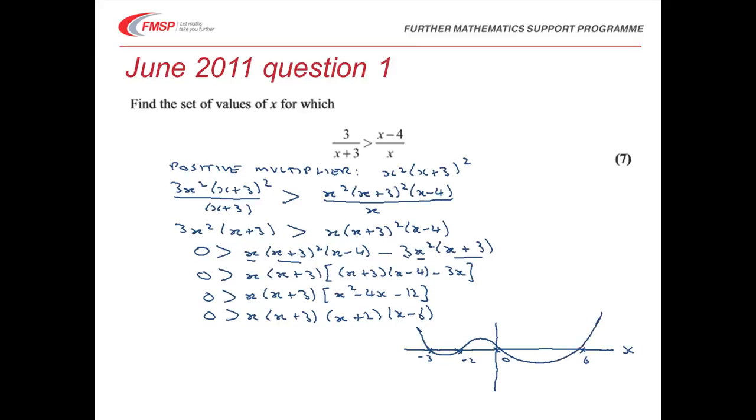And we want to know where this polynomial is negative. Where is this function of x negative? So where is this function less than 0? And you can see clearly from the sketch it's negative from minus 3 to minus 2 and from 0 to 6. So the polynomial is negative when x is bigger than minus 3, less than minus 2, bigger than 0, less than 6. And that's the full set of solutions for the original inequality to be true.